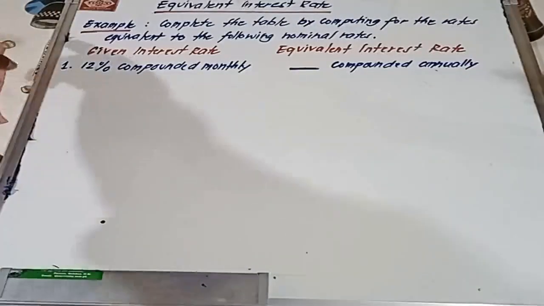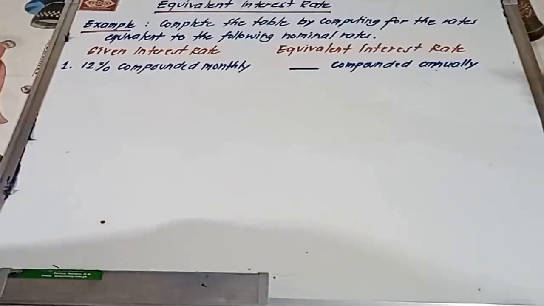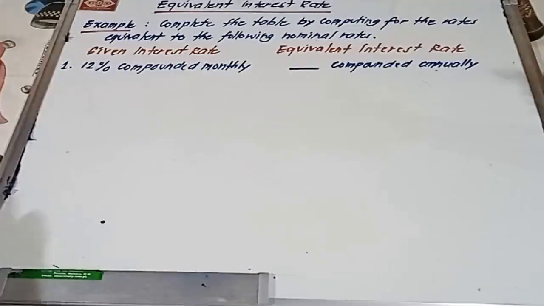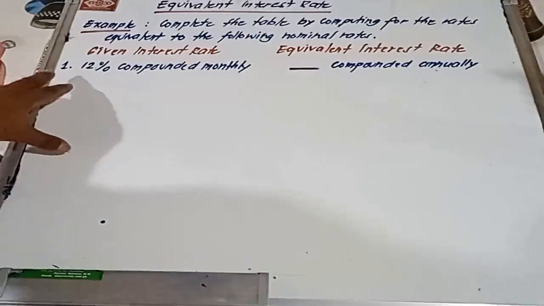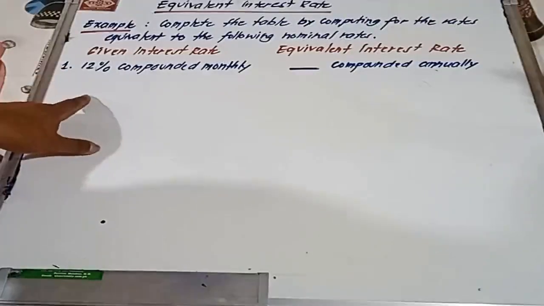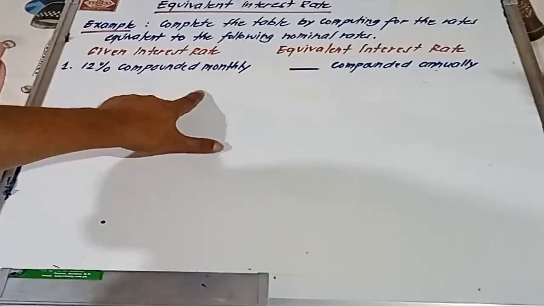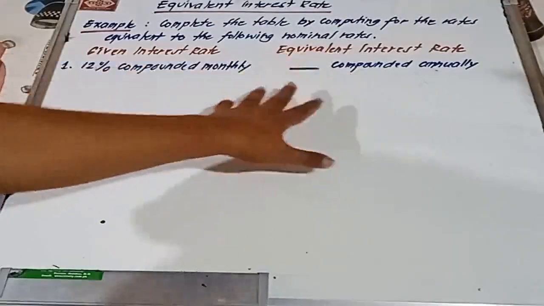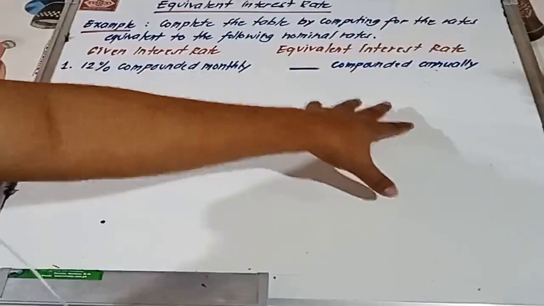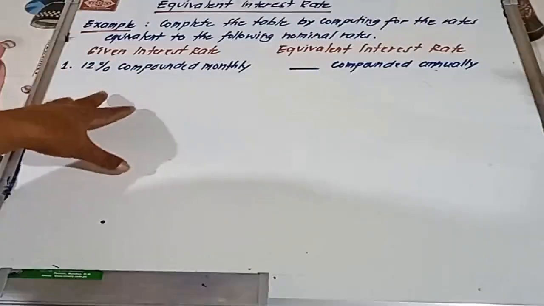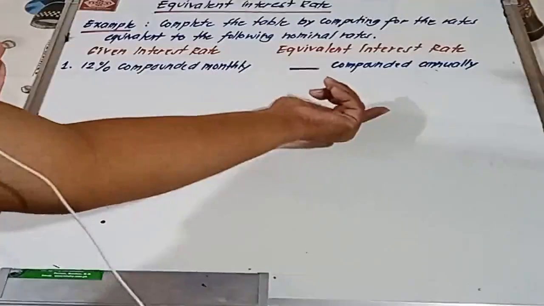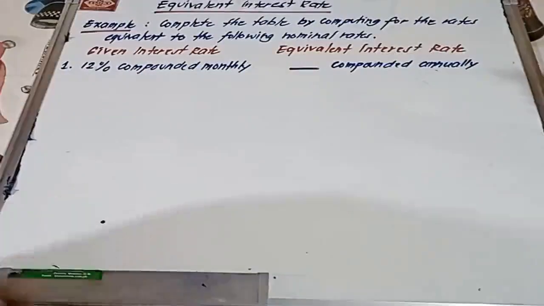Example 1 says, complete the table by computing for the rates equivalent to the following nominal rates. So yung nominal rates natin, yun yung annual interest rate. Okay? And we have here, number 1, given is 12% compounded monthly. Ang aalamin natin, yung rate niya compounded annually. So ito yung equivalent interest rate nung given na nominal rates. This time, ito ay compounded monthly. Ang alamin natin na equivalent rate niya o interest rate compounded annually.